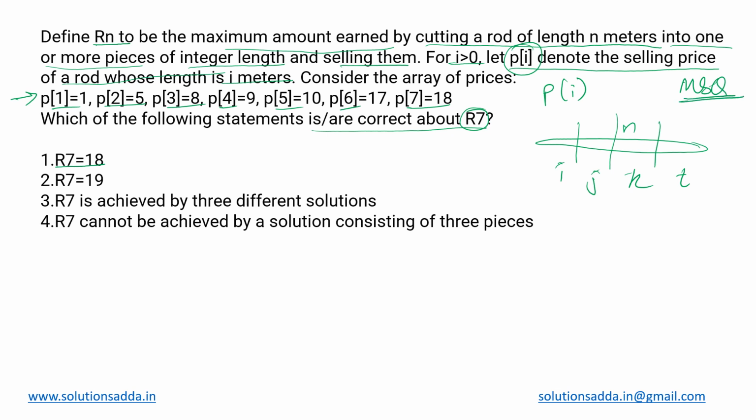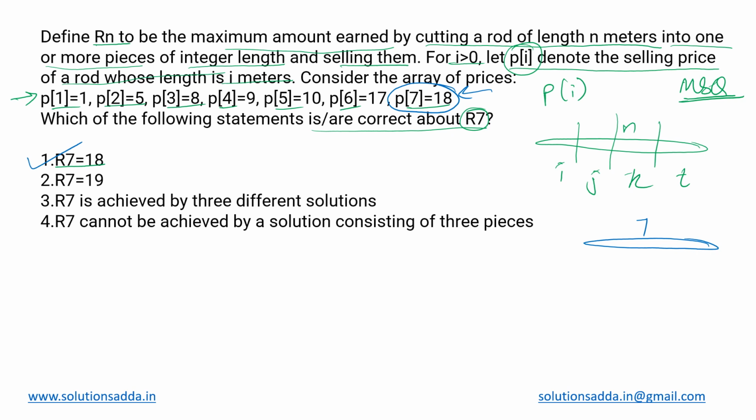Now looking at this price array, we can see that P of 7 has been given as 18, which means if we directly sell out that entire piece of rod of length 7 without cutting it, then the profit we can earn is 18. And that is what the first statement is saying, so that is true.